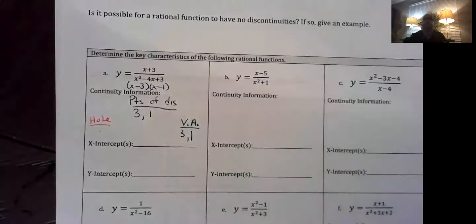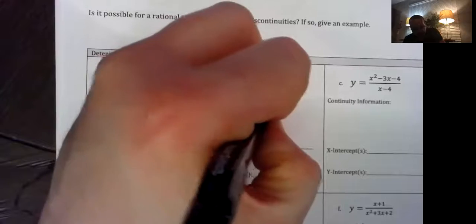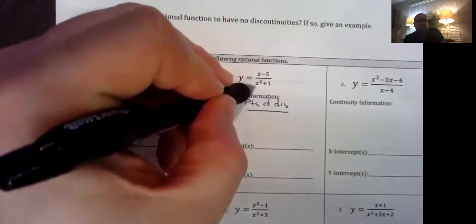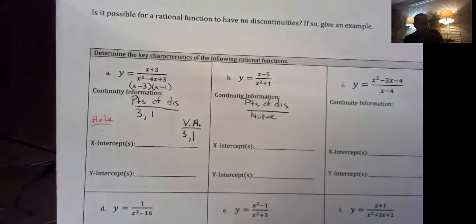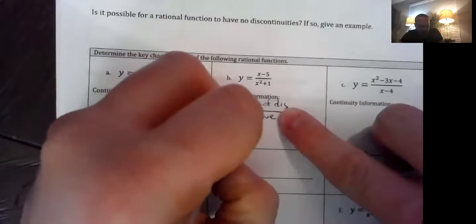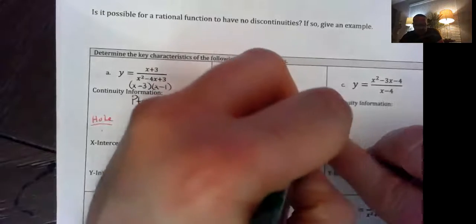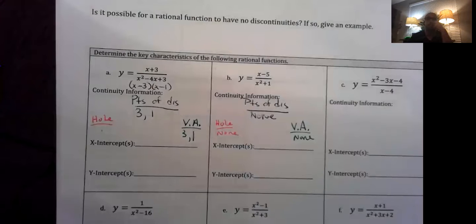All right. Let's take a look here at this middle one. Again, we're just trying to classify what the points of discontinuity are. Notice when I have this here, there is no number that makes 0 on the bottom of that fraction. So there's no points of discontinuity, which means that if there's no numbers to classify here, then I'm going to have no holes and no vertical asymptotes. All right. No holes and no vertical asymptotes.